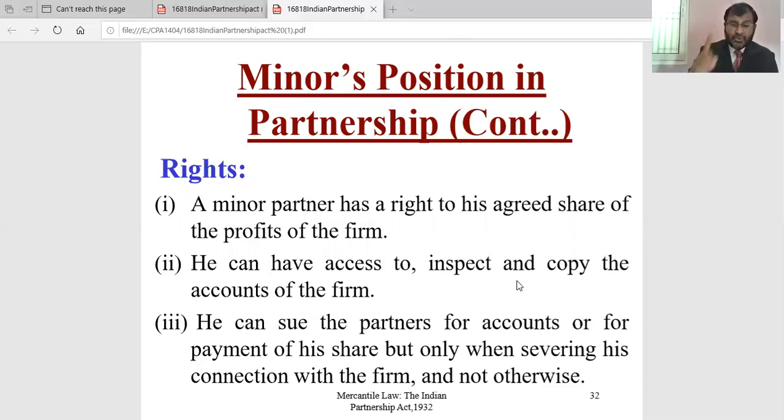Third, he can sue the partner for accounts or for the payment of his share, but only when he has severed the relationship, when he closed his connection with the firm, not otherwise. He can sue the other partner once he decides to cut his relationship with the other partner. When he is severing the relationship, or when he disconnects his relationship with the other partner, he can sue. Otherwise, he cannot sue, because partnership is a mutual agency.